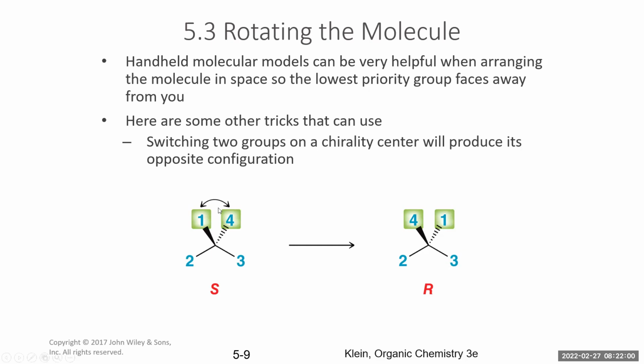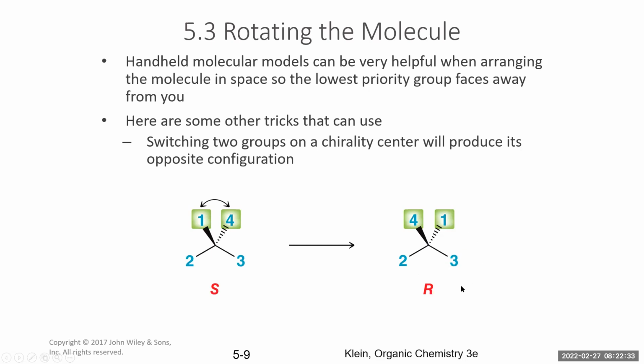Okay, so let's look at what would happen if we switch two groups. So if you switch, for example, this 1 and this 4, notice that the 1 was on a wedge and the 4 was on a dash. You switch it to the 4 being on the wedge and the 1 on the dash, you have switched the chirality center. So if this one is counterclockwise in S from 1 to 2 to 3, then when you switch two groups, it will be R.